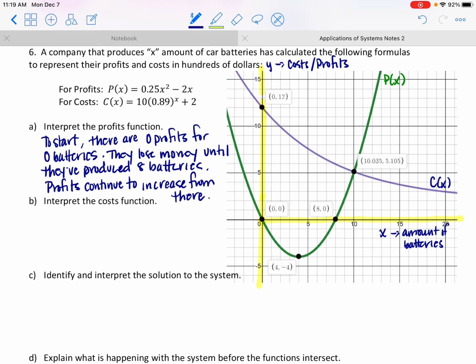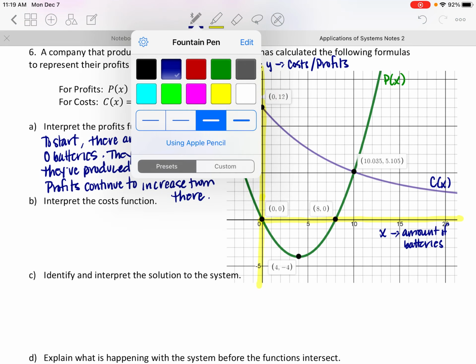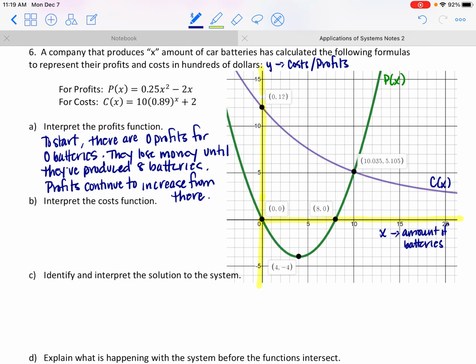Now, what's happening with the costs? Again, this should make sense, right? Your profits aren't going to just peak from the beginning. If you're a company that's manufacturing something, you have to spend money to produce that item. So you start out with nothing, you're losing money, and then eventually that starts to turn, and your profits keep going up. But costs, on the other hand, should continue to climb.